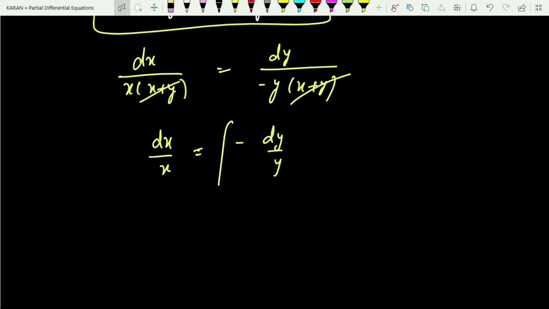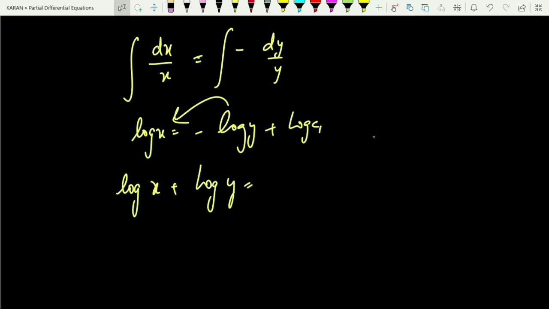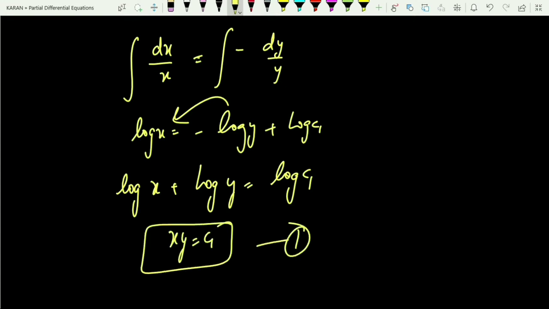And now if you integrate on both sides, this is nothing but log of x equals minus log of y plus some constant log of c1. Now just bring it on the right hand side. So this is log x plus log y equals log c1, right? Apply the properties of log. So this is nothing but x into y equals c1. So that is the first solution for the equation.